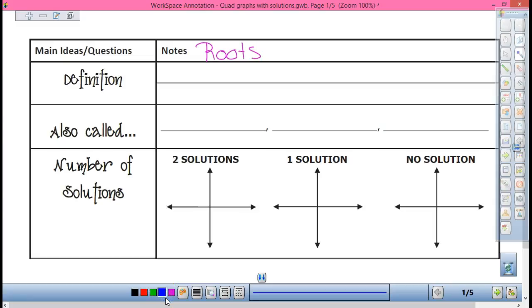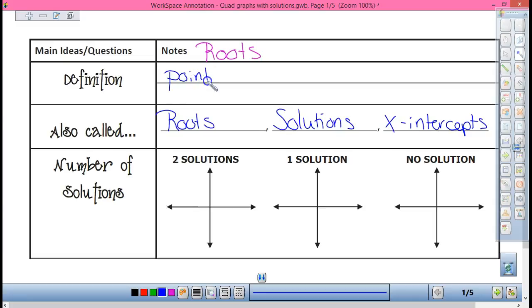Okay? Now, sometimes you see it called roots. Sometimes you see it called solutions. Sometimes you see it called the x-intercepts. You need to know that it could be called any of those three things, and it all means the same thing. Okay?